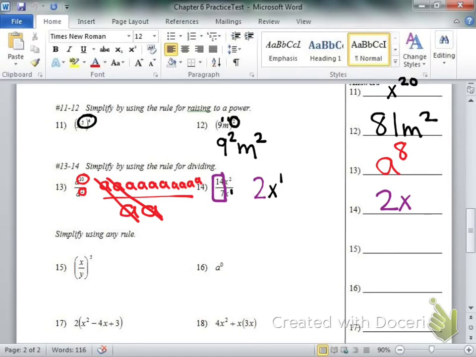Alright, keep it going. Number 15, these both need exponents. We're going to multiply each of those exponents by the exponent on the outside. That gives us x to the 5th over y to the 5th. They don't have the same base, so you can't go any further on this problem. That's as simple as it's going to get. And number 16, anything to the 0 power is 1.